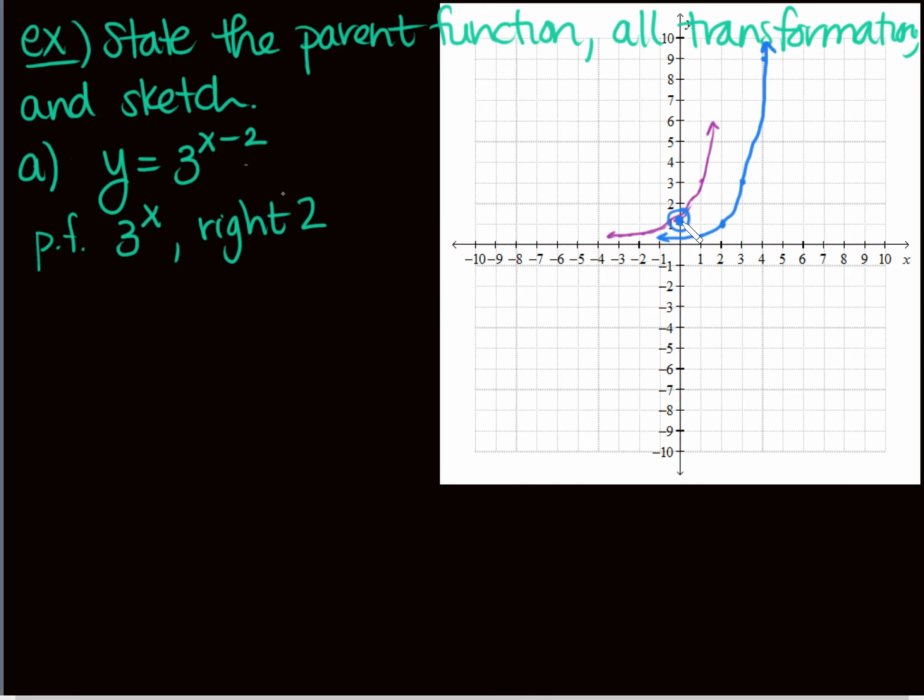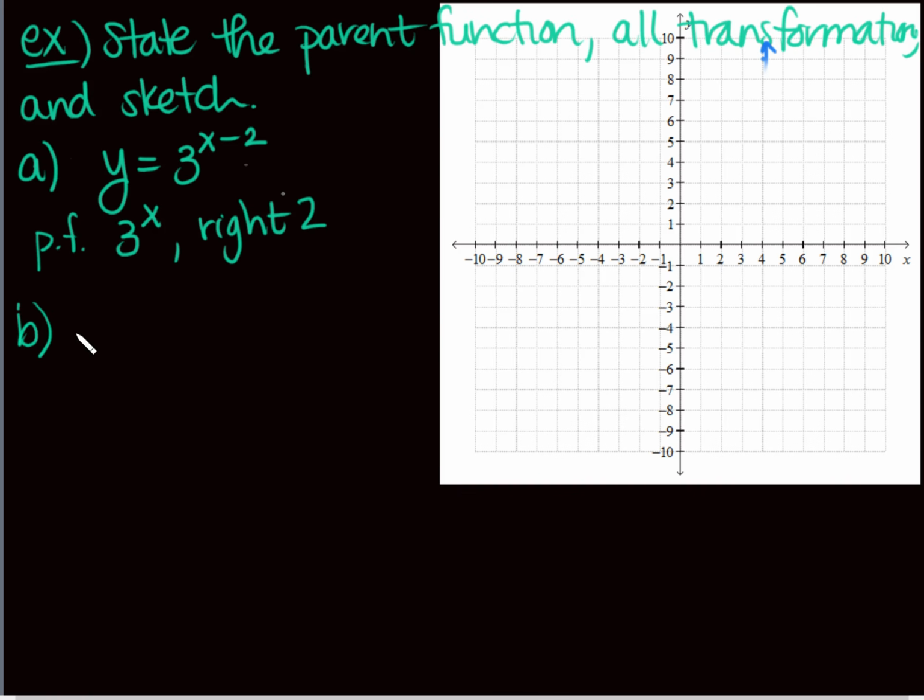That point, sorry, that should go through 0, 1. That point right there is shifted over 2. I hope that kind of makes sense. Let's look at another one. And you can look in Desmos, you can check this, of course, on your calculator. I encourage you to do so.